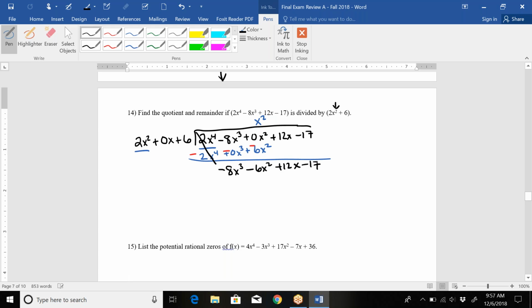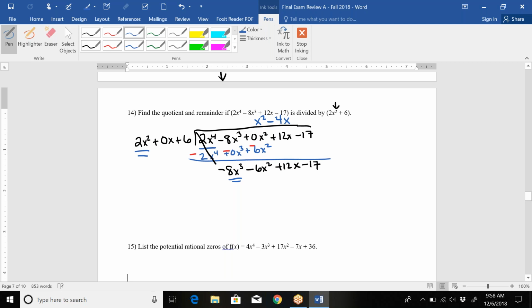Even these parts we didn't use yet. And this also tells me there should be only about 2 more rounds of division because I've placed this above its like terms. Now I want to ask, what do I multiply 2x squared by to make negative 8x to the third? 2 turning into negative 8, we would need to multiply by a negative 4. And we're turning x squared into x cubed, so we need another x.